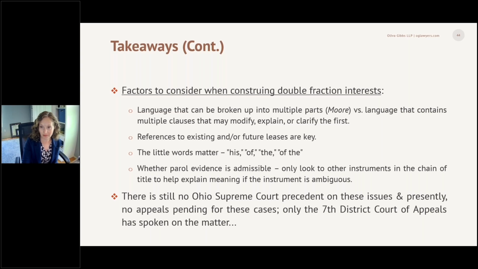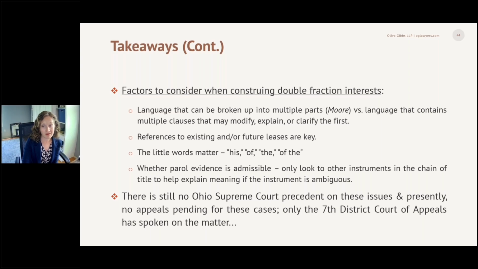The first being whether language can be broken up into parts, like it was in Moore, to make sense of the whole. Whether there are references to existing and future leases, and this one appears pretty significant. Sometimes it's the little words that matter: of the, all of the. Even though double fraction language seems confusing, the court and perhaps just the parties in these cases seem inclined to treat it as unambiguous, so no extrinsic evidence is allowed.